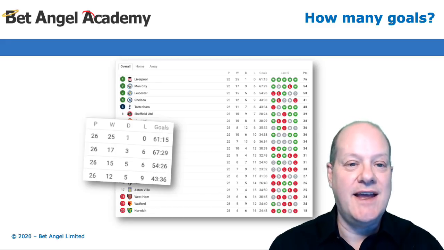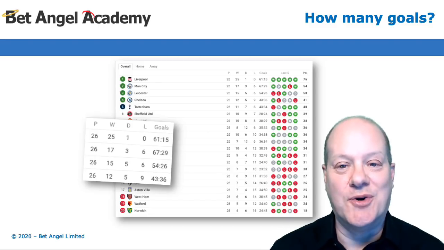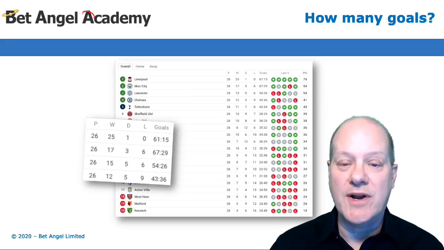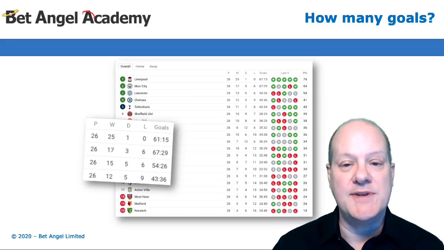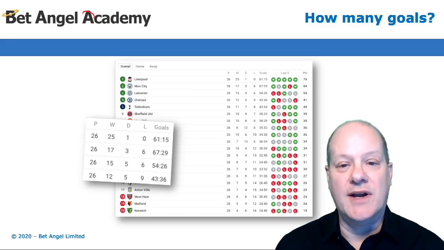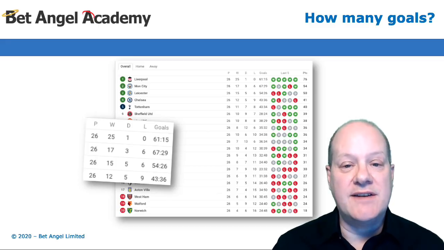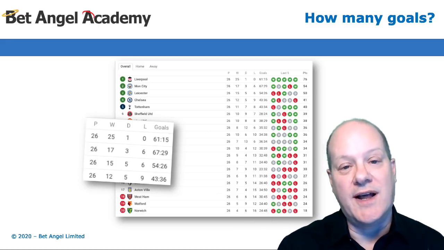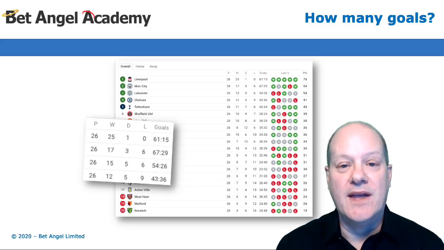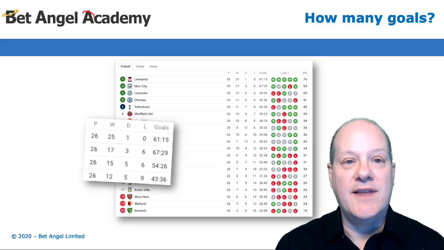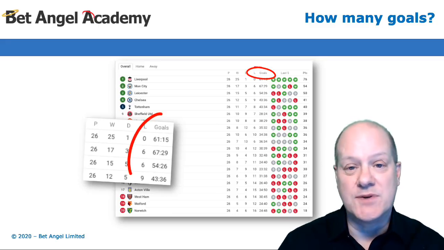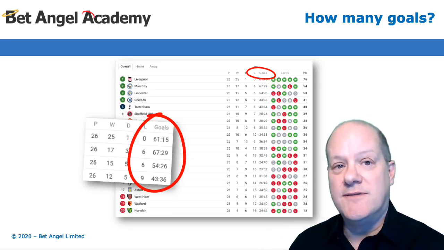So what we're saying here is that Norwich generally score fewer goals than they concede on average. And really, when you're looking at the question of how many goals are going to be scored within a match, it's a combination of the two. The inset that I've got here is basically showing you the very top of the division. And what I'd like to draw your attention to is what we actually see within the columns towards the end, where it says goals. So you can see that Liverpool have scored 61 goals and conceded 15.